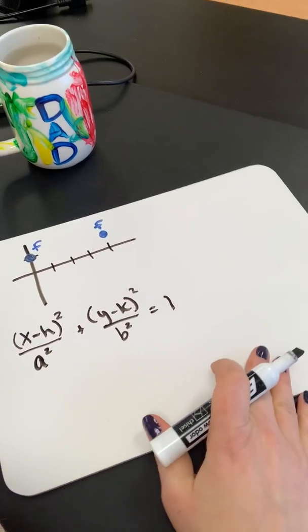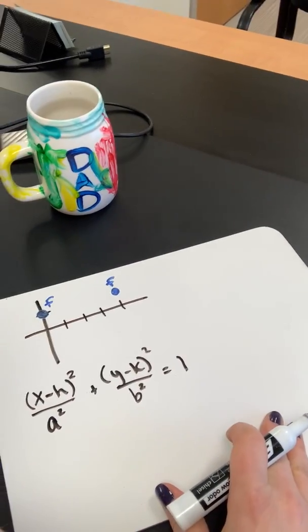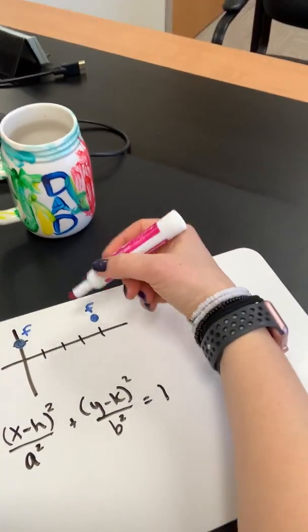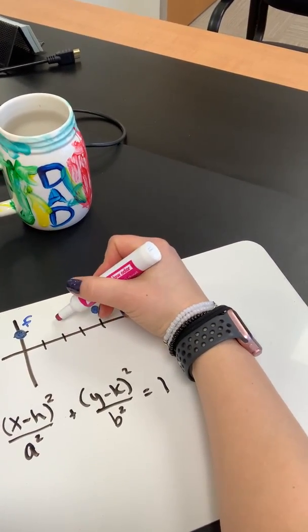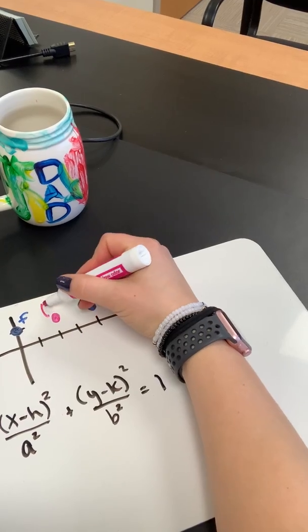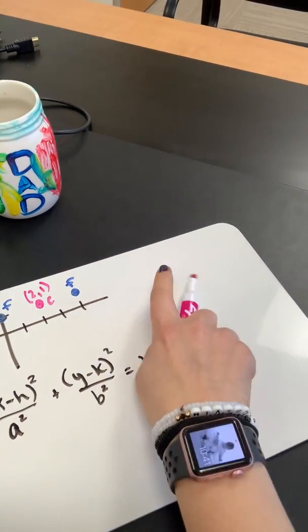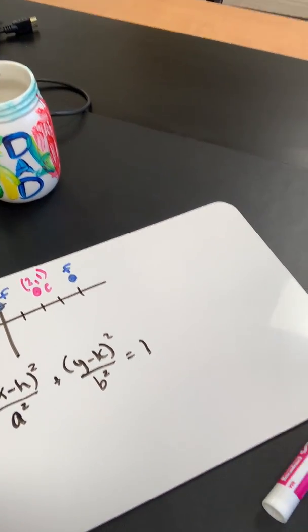So from here we can find a couple of pieces of information. We can find the center. We know that the center has to be directly in the middle of these two focus points. So the center is (2, 1), and that's our center. All right, so we can plug those into the equation as the opposite sign.